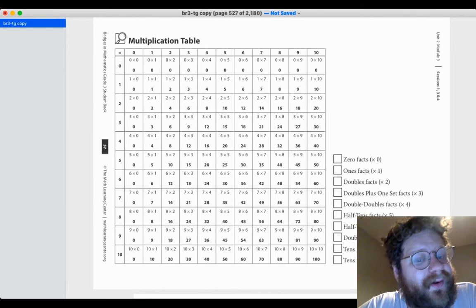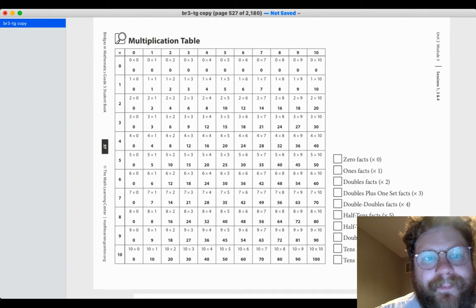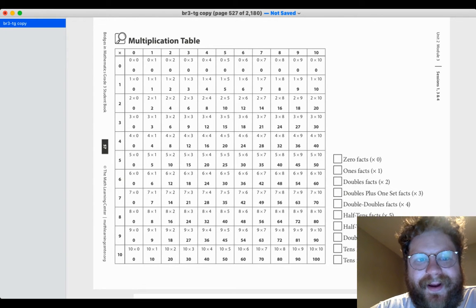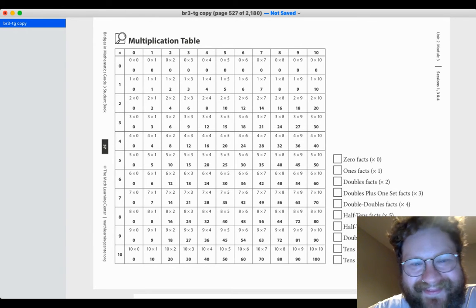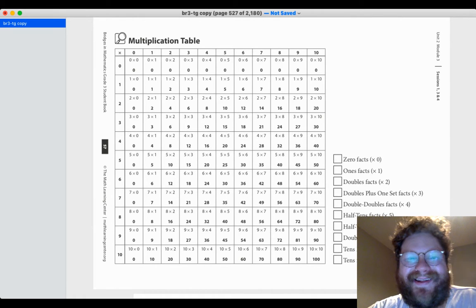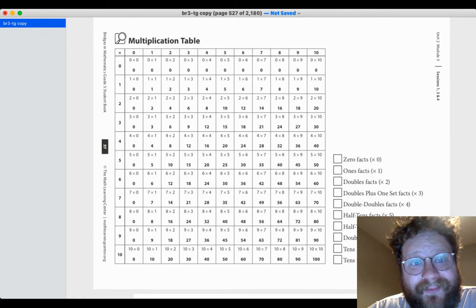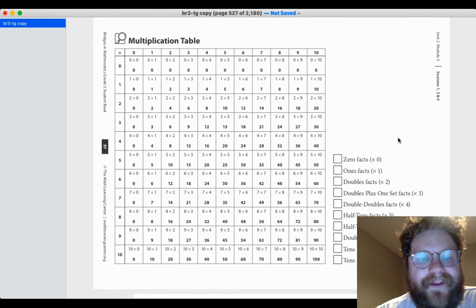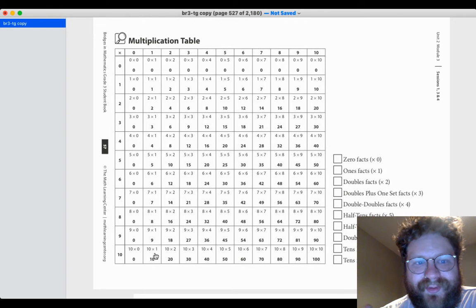This is a tool that I used when I was growing up, and your parents probably recognize it. Sometimes parents have awful memories of learning their multiplication facts, and they call it their times table. This is a multiplication table. This is the times table, and it has every multiplication fact from 0 times 0 to 10 times 10 and every number in between. So I'm just going to help you navigate this a little bit.